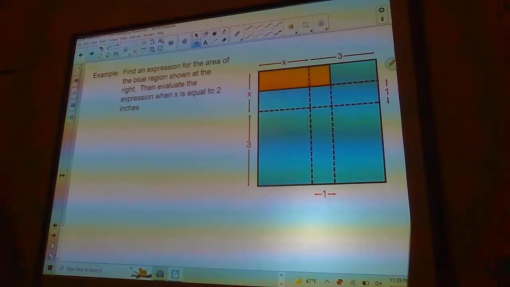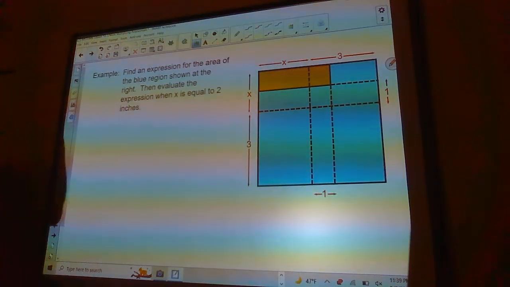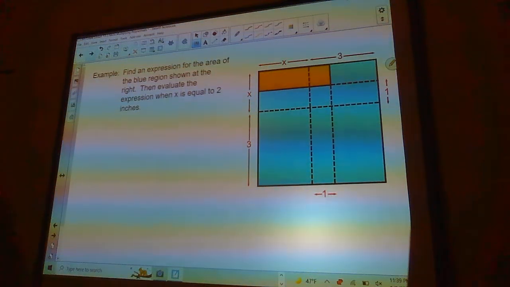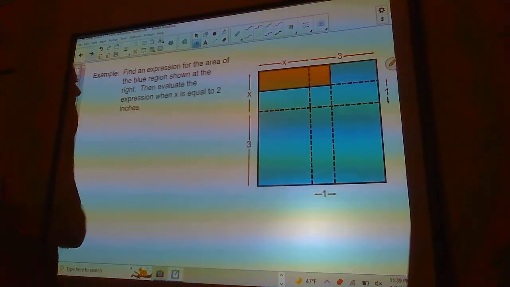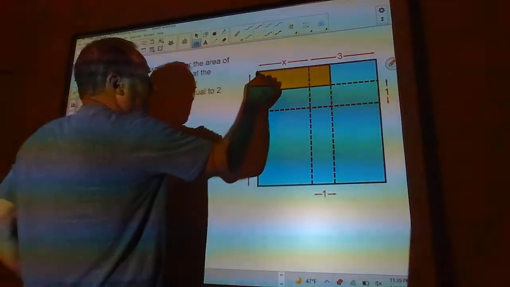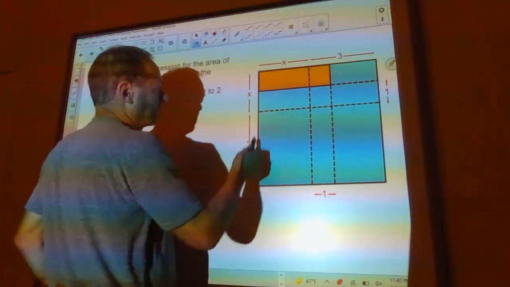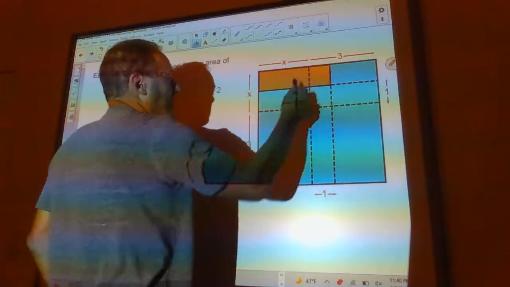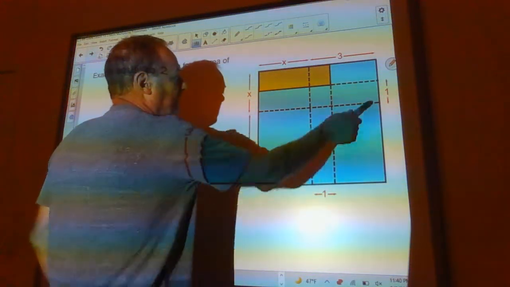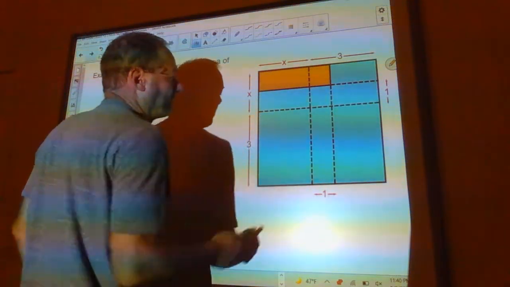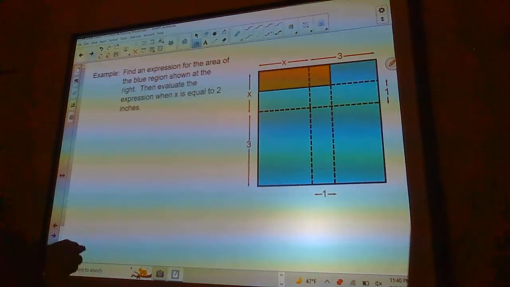Okay, here's what you've got to do on this one. You're going to use the area model to find the shaded blue area. So of course what you want to do is take the area of the big square. It's a square, x plus 3 by x plus 3. You're going to take the area of the square, and then subtract the orange area, and what's left is going to be the shaded blue area.